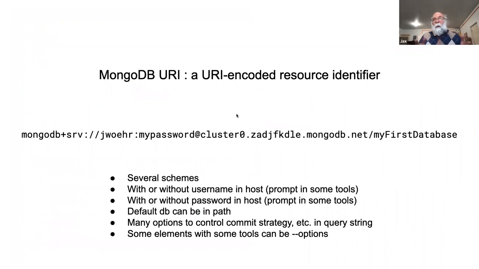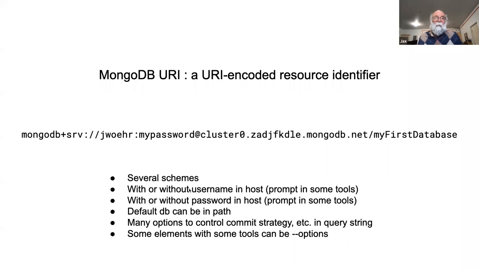Okay, so a MongoDB URI is a URI encoded resource identifier. Here's a typical one. This is all faked out, but basically, this is a stand-in for my Mongo Atlas cluster, the Atlas in the cloud.